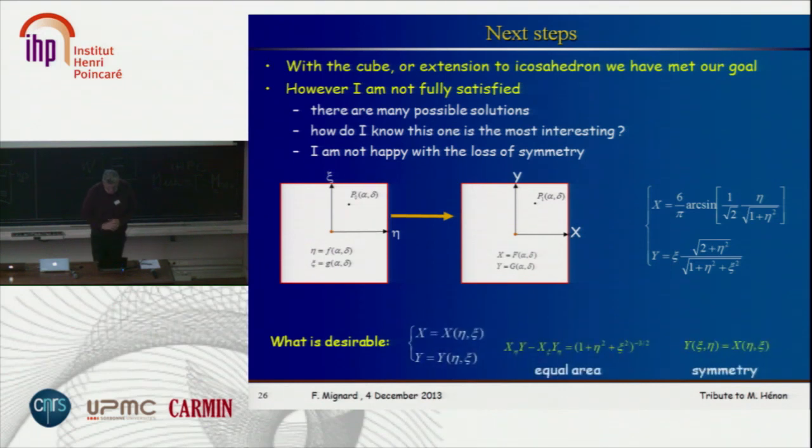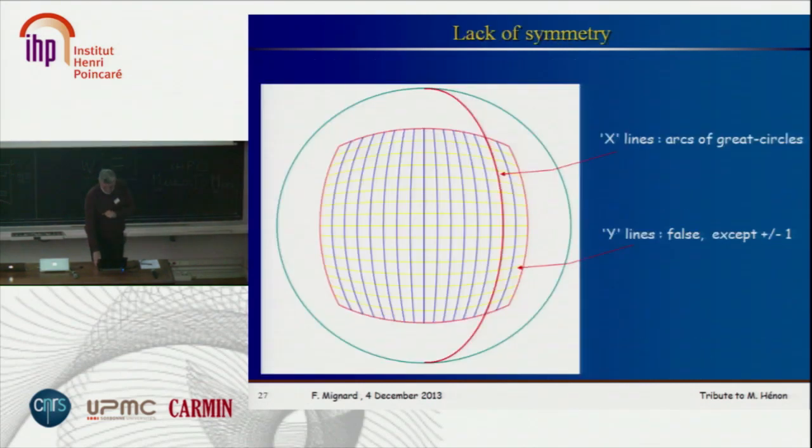So what is desirable is a transformation of this kind that we have here, fulfilling this area condition. In total, it's not fully equal area, it's an area condition. And then y of zeta, eta should be the same as x of eta, zeta. This is not completely trivial. At the moment, I have not found the right solution. This is okay in our transformation. This is not okay at the moment. It's not symmetrical, which is not very pleasant.